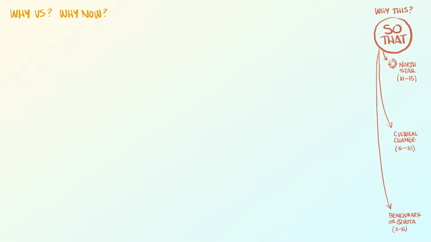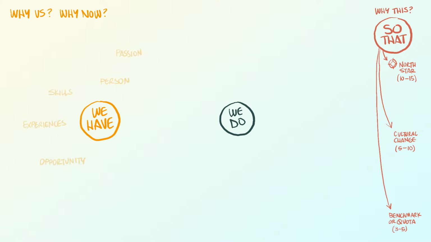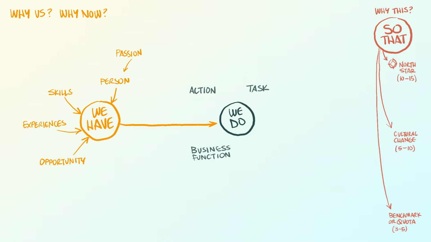As you start to answer these questions, note whether you are thinking of something you have or something you do. If it's something you have, a set of skills, experiences, a person, passions, opportunities, write the label on the left side of your page around the we have circle and draw an arrow from that item to the circle. If it's something you do, an action, task, business function, write the label for that action in the center of the page around the we do circle and draw an arrow from the circle to it.